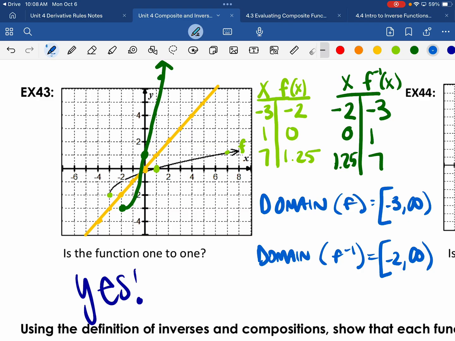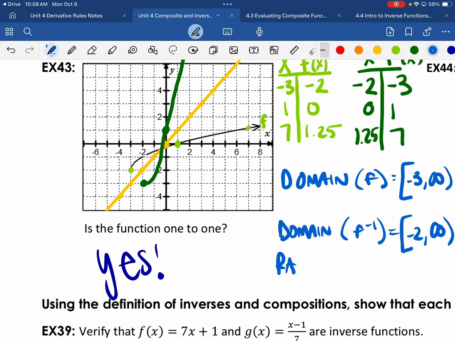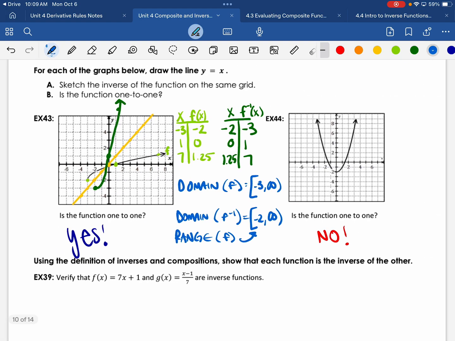But if you notice, the domain of the F graph is -3 to infinity, and the domain of the F inverse is actually going to be the same thing as the range of F. The range of the original, because they'll flip-flop. But you can find it either way, whichever way you want.